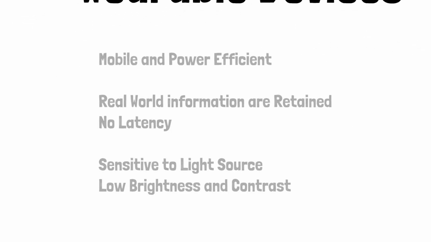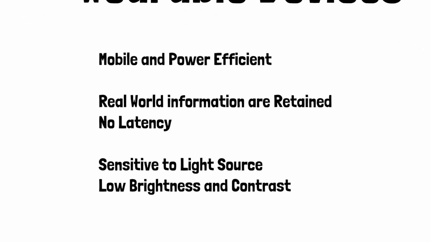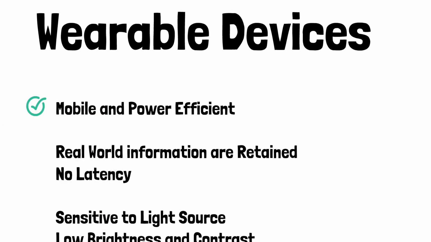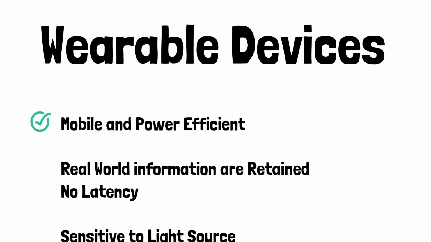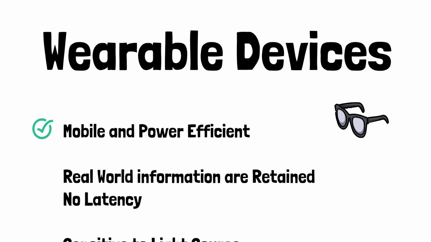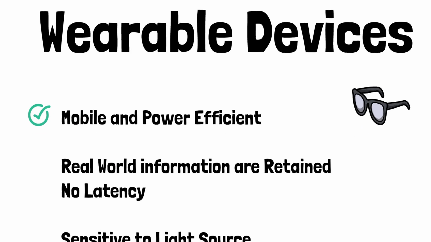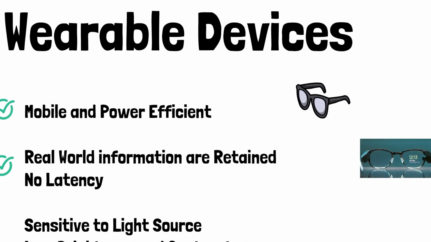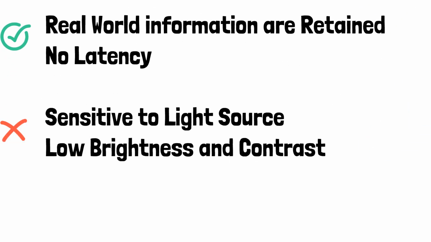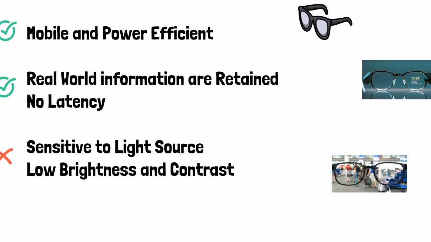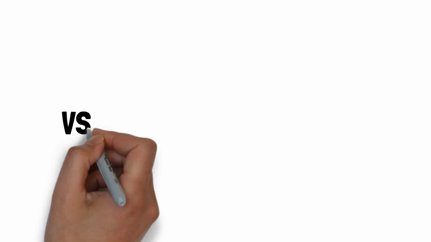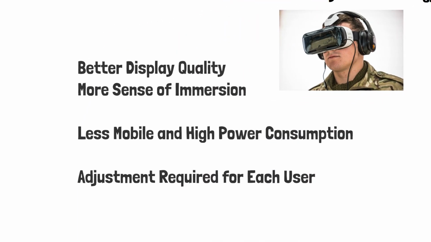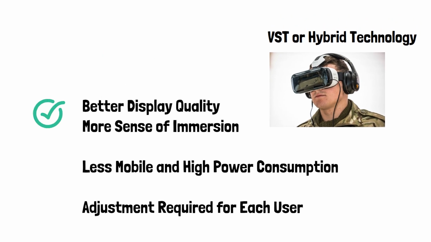On the wearable devices, multiple wearable augmented reality technologies are used, which are useful to improve the AR experience while maintaining an easy-to-carry style. For example, AR glasses use optical see-through display technology, which means that real-world information is retained, but the downside is that it's sensitive to light source. Head-mounted displays use VST or hybrid display technology. It brings more sense of immersion but less mobility.